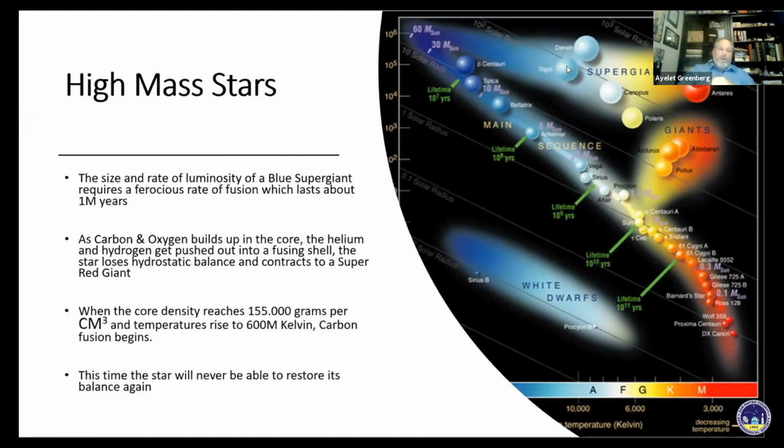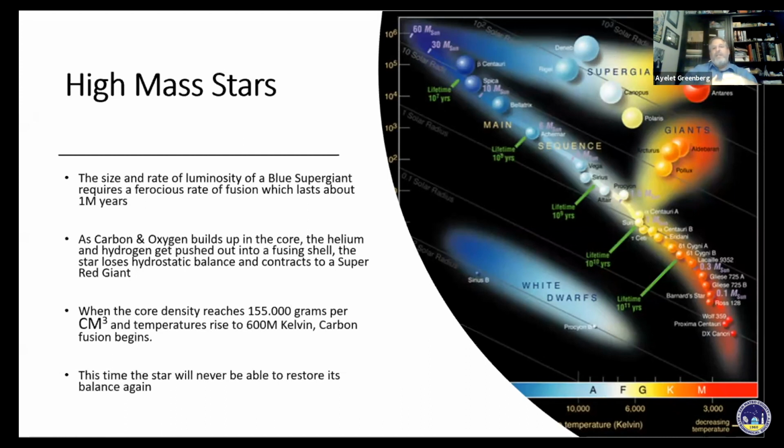As we're building a core of carbon and oxygen in the center, and the helium and the hydrogen get pushed out into the shells around it, the star is losing that hydrostatic balance, and it's starting to contract a bit. And so it moves over to be a super red giant. So it never goes to be a red giant, because it's still a massive star. It becomes a super red giant. And one of the more famous ones is Betelgeuse, which you can see here on the diagram. And that is part of the Orion constellation, the left corner shoulder of Orion. It's not something I'm sure we'll see today, but you can see it naked eye if you go outside.